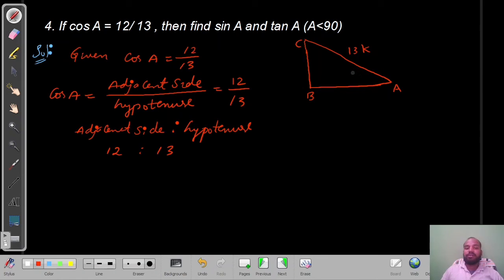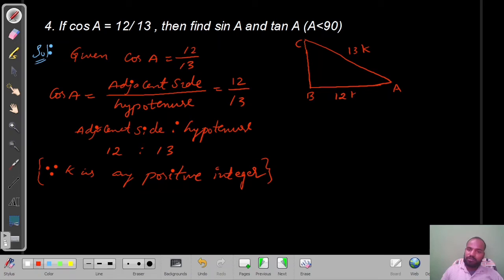What is k? You are getting a doubt. Here k is any positive integer. Okay, any positive integer, that is what I am writing here. K is any positive integer. Right. Now this is 13k, and what is adjacent here? 12k, right? 12k adjacent. Now using the Pythagoras theorem, we get the other unknown side, right?